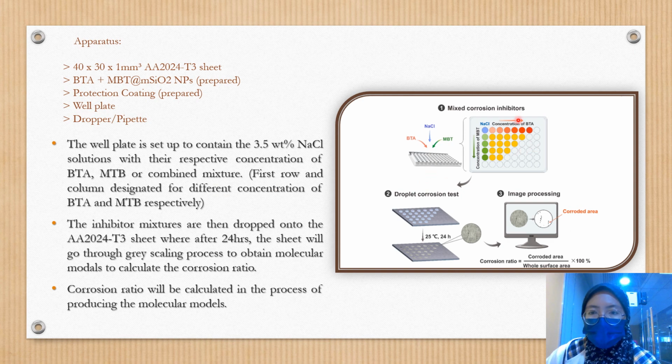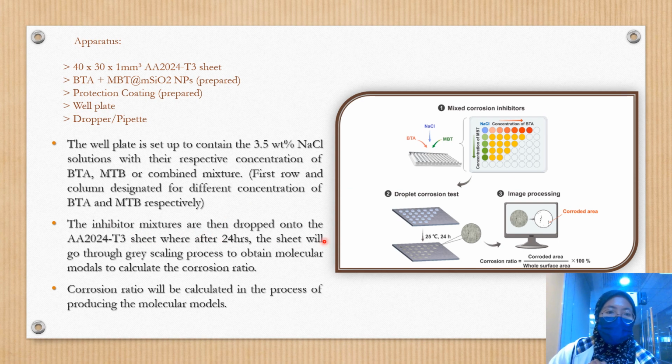If we look at this, the first row over here only contains sodium chloride without any inhibitors, while over here is just a concentration of only BTA solution, with the absence of MBT, and vice versa over here. Down here is only going to be MBT solution. Meanwhile, the middle over here is going to be the mixture of both MBT and BTA, and we'll see how this will affect how much concentration actually affects the corrosion rate.